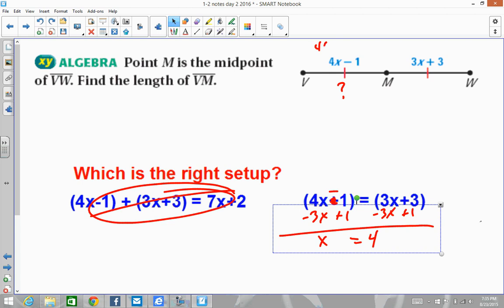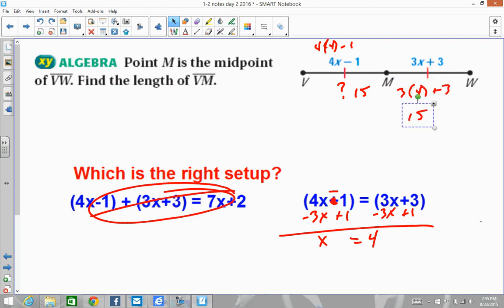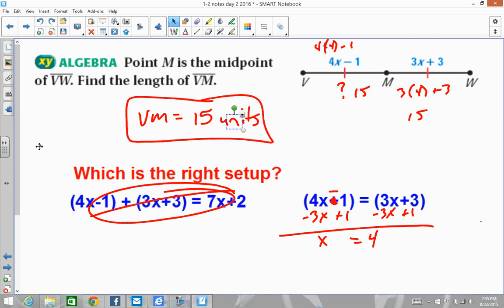So I got 4 times 4 minus 1, so 16 minus 1, which is 15. And then 3 times 4 plus 3, so that's 12 plus 3, which is 15. And so I can say Vm is equal to 15 units. I don't know a unit this time, so I have to just use the general term units. Okay, and that's the answer we get there.